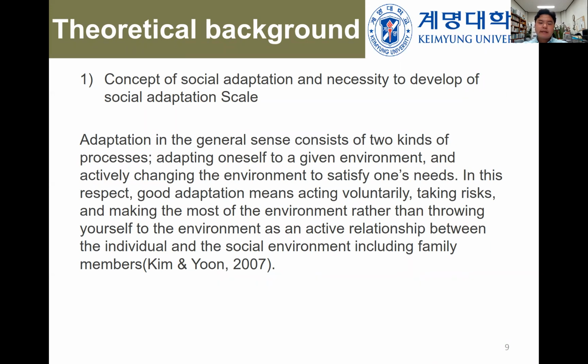Adaptation in the general sense consists of two kinds of process: adapting oneself to a given environment, and actively changing the environment to satisfy one's needs. In this respect, good adaptation means acting voluntarily, taking risks and making the most of the environment rather than throwing yourself to the environment, as an active relationship between the individual and the social environment, including family members.